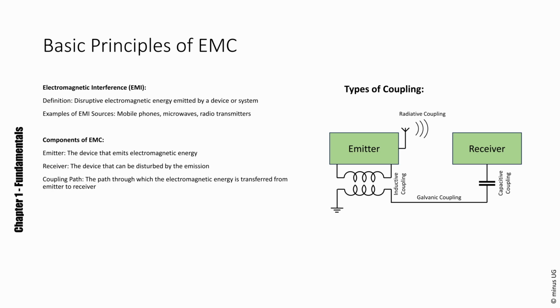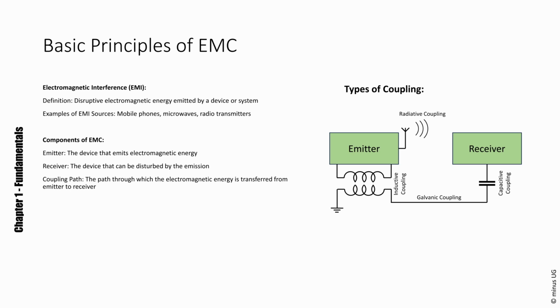Components of EMC: emitter, receiver, and coupling path. In the context of electromagnetic compatibility, EMC, three key components are identified: the emitter, the receiver, and the coupling path. The emitter is any device that emits electromagnetic energy, either as part of its function or as a byproduct of its operation.